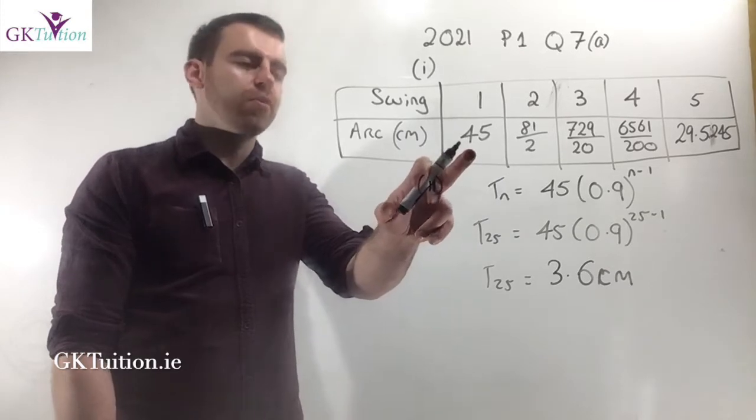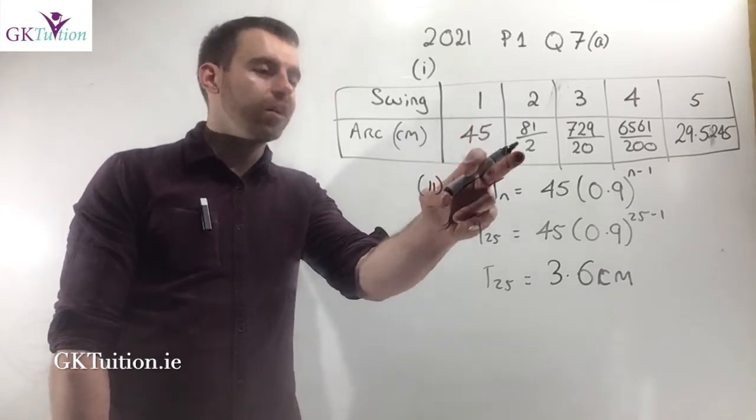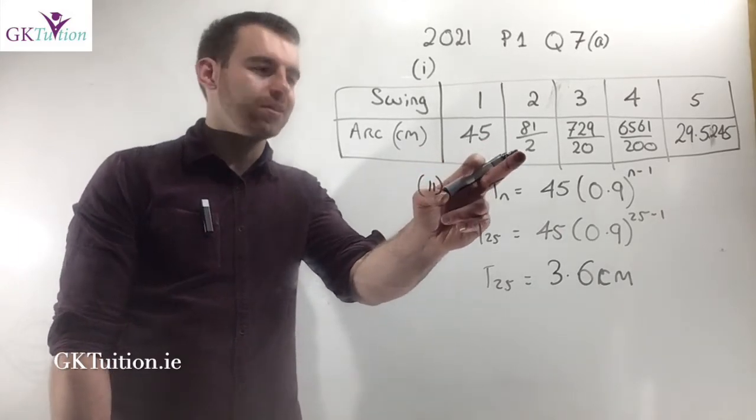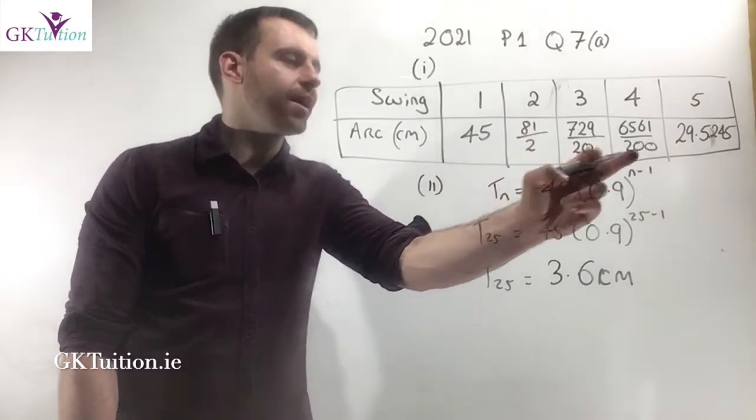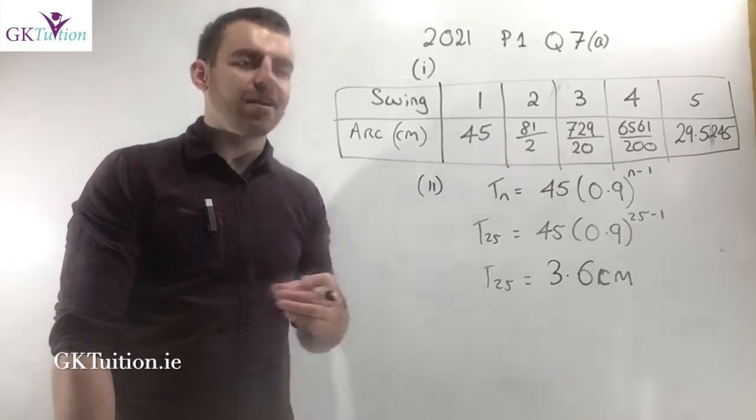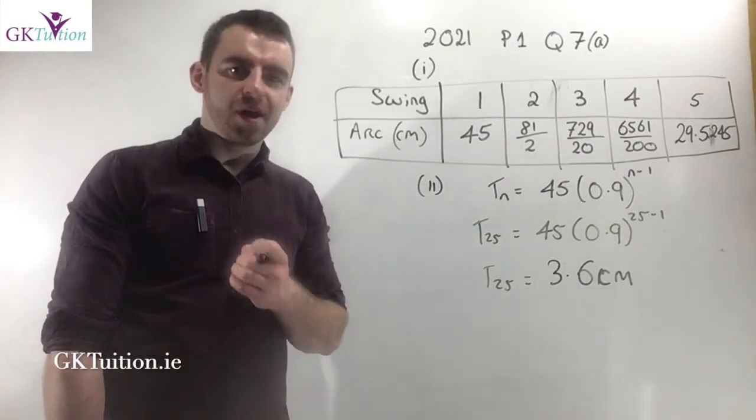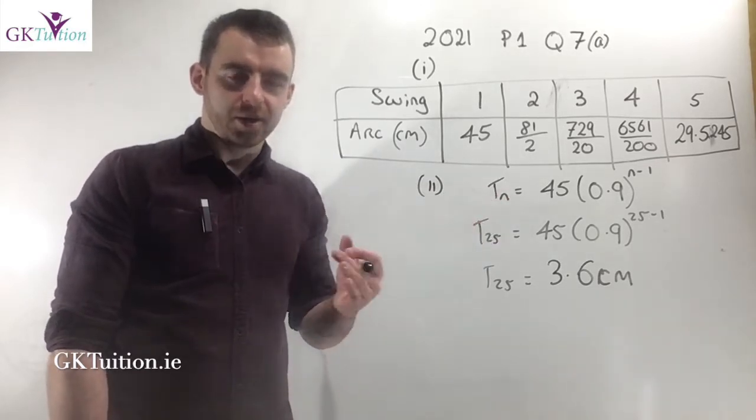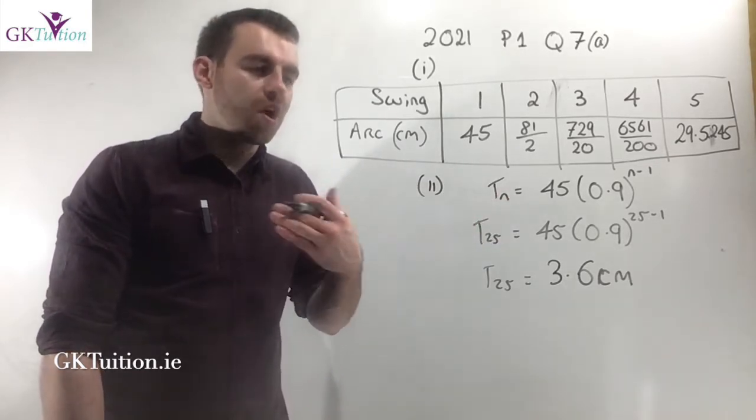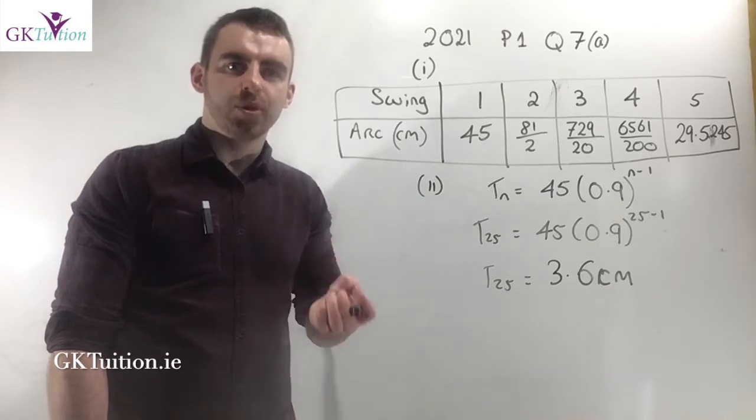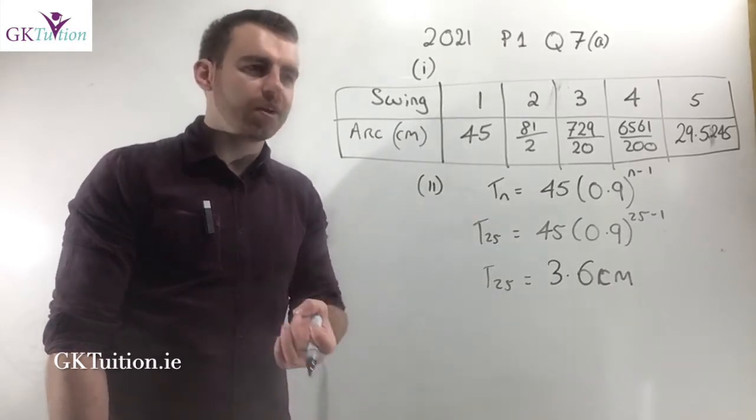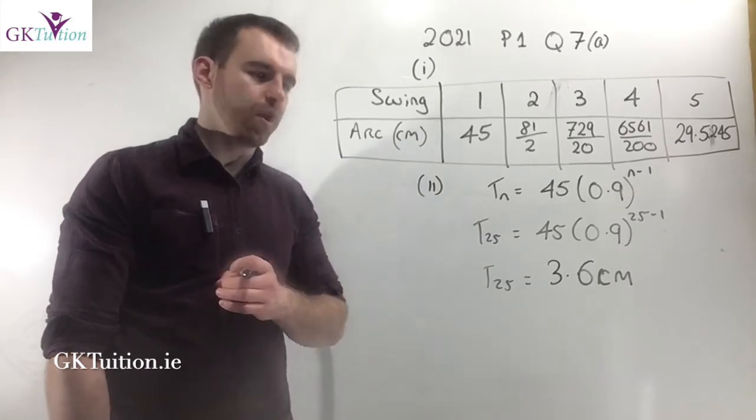The first one was 45 centimeters, the next one was 90% of that. So you get 45 and you multiply by 0.9 and you get this. Multiply by 0.9 again and again and again, and you get the arc length of the first 5 swings. Obviously here we're talking about a geometric pattern, because in this case there's a common ratio. The common ratio is 0.9 and the first term is 45. So that's what we're going to use to answer a lot of the first part of this question.